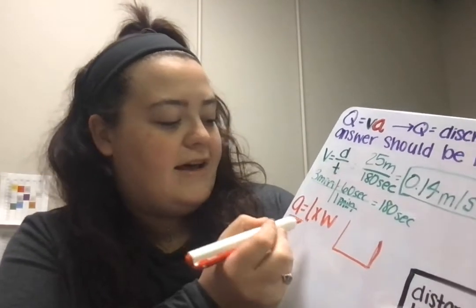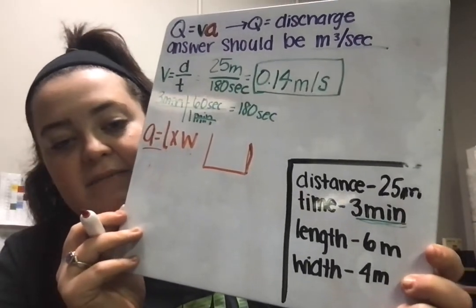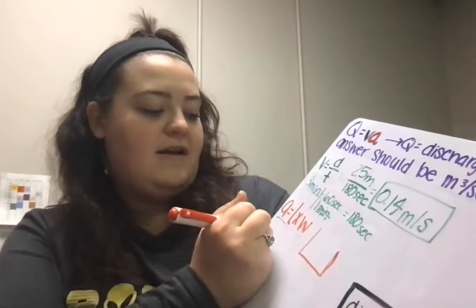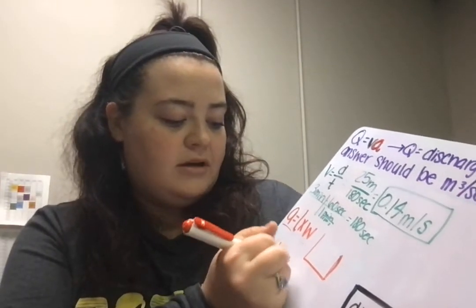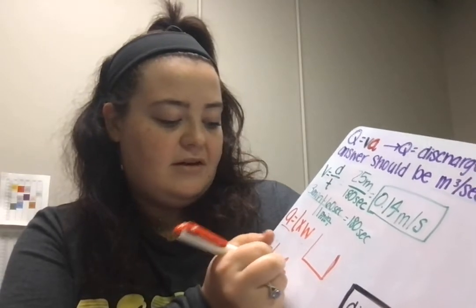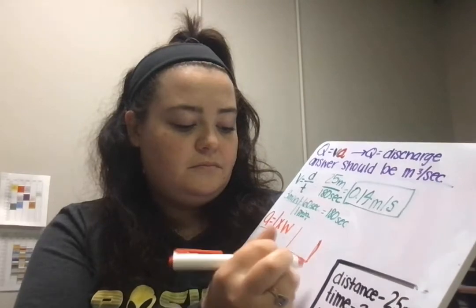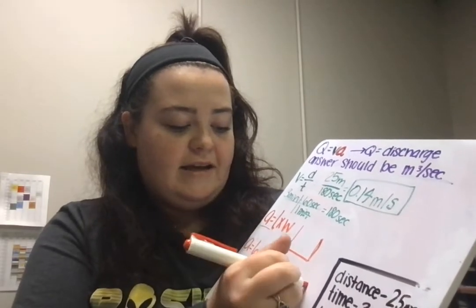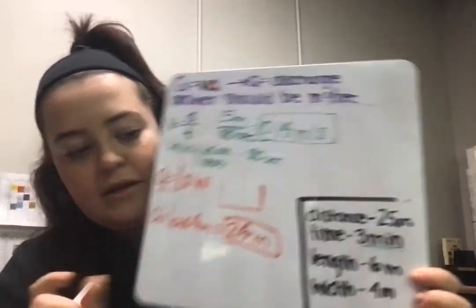But to get area, we're going to multiply length times width. I've given you guys those values. Length is 6 meters and width is 4 meters. So A equals 6 times 4. So 6 meters, I'm going to make sure I put my units, times 4 meters. That's going to be 24 meters. And I am going to put a box around that so you can see where I am.